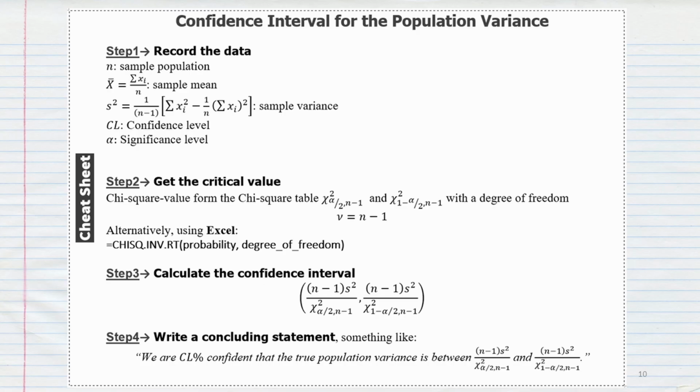Have a look at the cheat sheet provided in the textbook shown in this slide. Basically, the same 4 steps apply, while having the chi-square distribution in Step 2, and the confidence interval is calculated differently as shown in Step 3. You may refer to the textbook for further discussion about these steps.